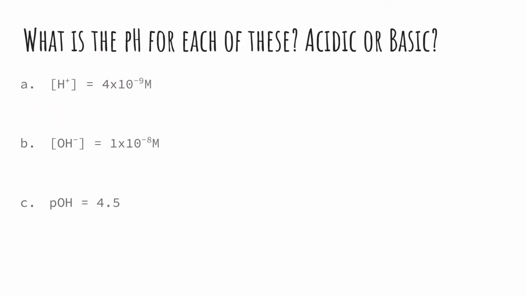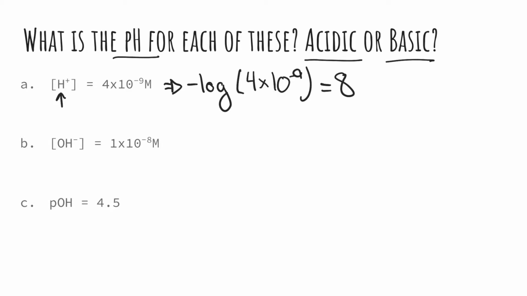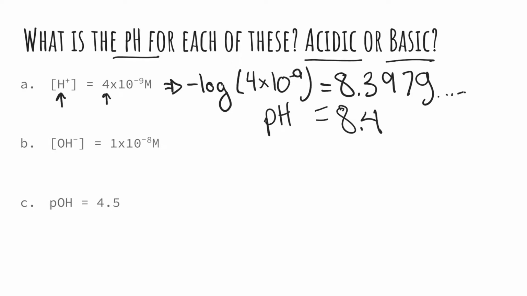Let's do some calculations. First, we're going to determine the pH for each of these, and then we're going to evaluate if it's an acidic solution or a basic solution. So the most straightforward, if we have the hydrogen ion concentration, then to find the pH, all we're going to do is take the negative log of that number. That is going to give us a value of 8.3979 and so on. Sig figs here. We need one significant figure, and that is going to be 8.4 is our pH for part A. Remembering that this first number is not significant.